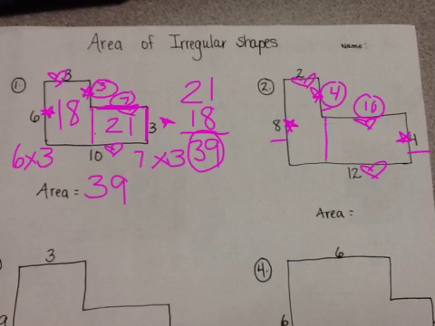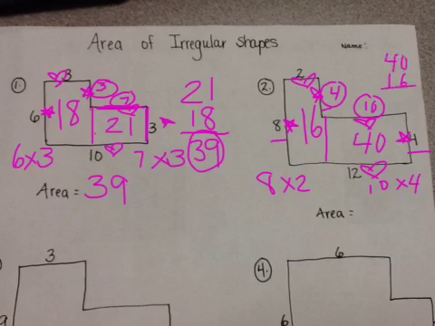Now I'm going to go over to this first rectangular shape, and I'm going to have 8 times 2. 8 times 2 is 16, so I'm going to put it in that box. Over here, I can't use 12 because it's been cut, so I'm going to use 10 times 4. 10 times 4 is 40. Then I'm going to go on to my last step. 40 plus 16. So I have 6 and 5. My total area is 56.